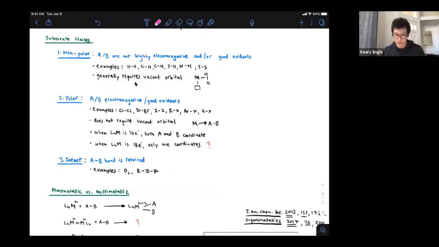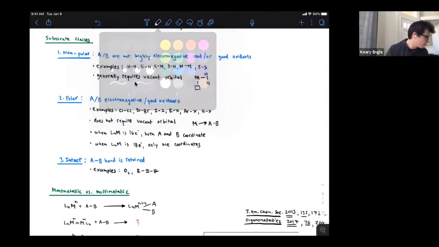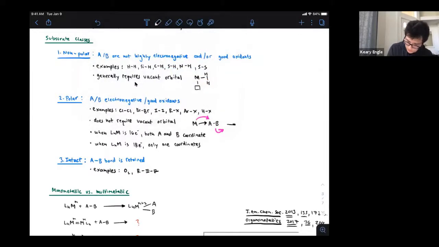So when the metal is 16 electron, then both A and B ultimately are incorporated into the product of this type of oxidative addition. When the metal is 18 electron, then only one coordinates, because coordinating two would get you to a 20 electron complex. So let me kind of push arrows here, to maybe make this even more explicit.